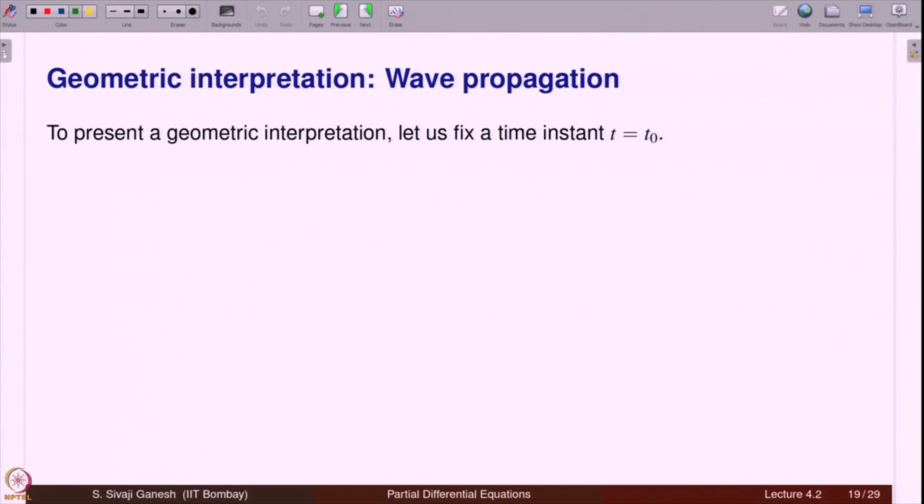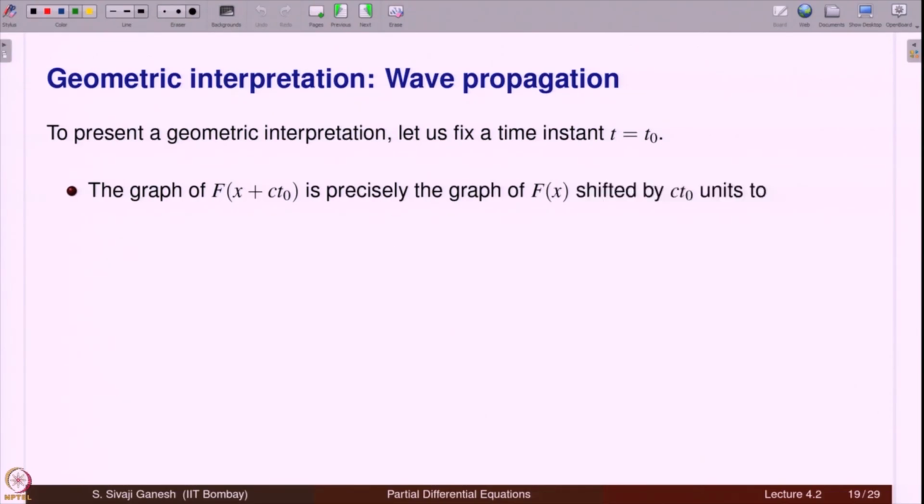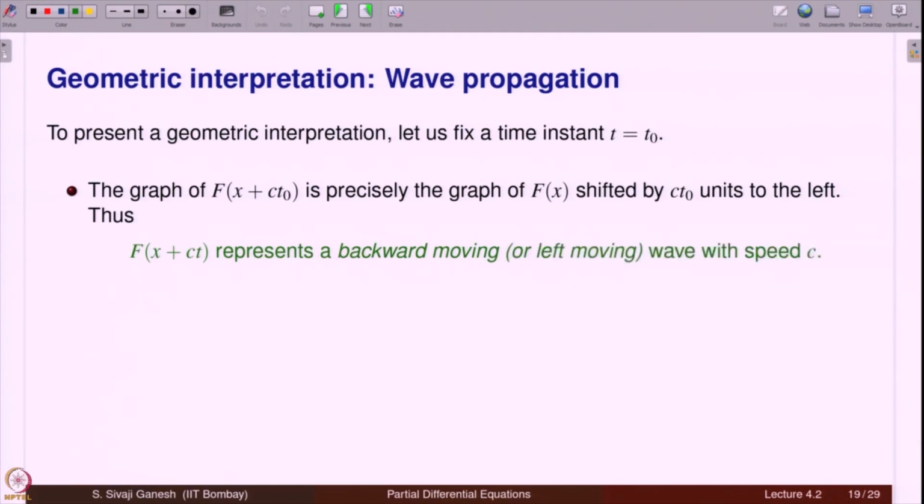Let us fix a time instant t equal to t naught. The graph of f(x plus ct naught) is precisely the graph of f(x) shifted by ct naught units to the left. Thus, f(x plus ct) represents a backward moving or left moving wave with speed c.